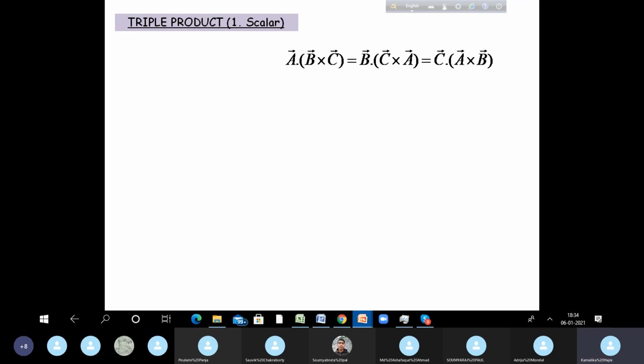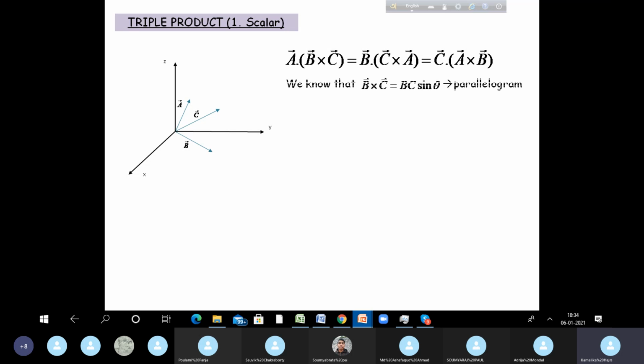So what does it mean? What is the geometrical significance of a triple product? Suppose these are the three vectors. In my Cartesian coordinate system, I have the three vectors A, B and C, randomly oriented. I have chosen one particular orientation of A, B and C in three-dimensional space.